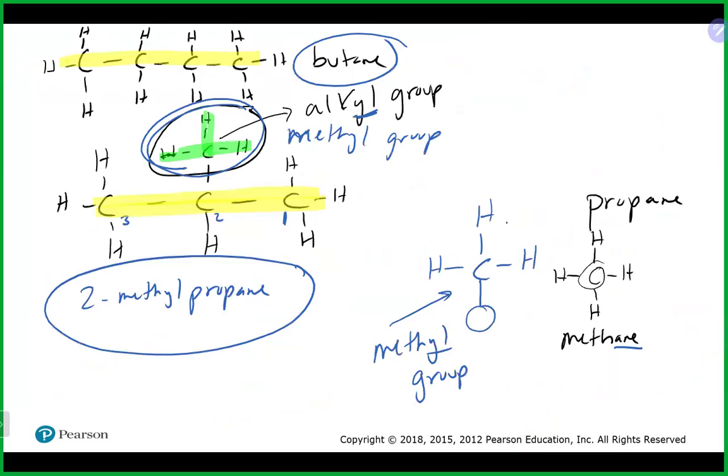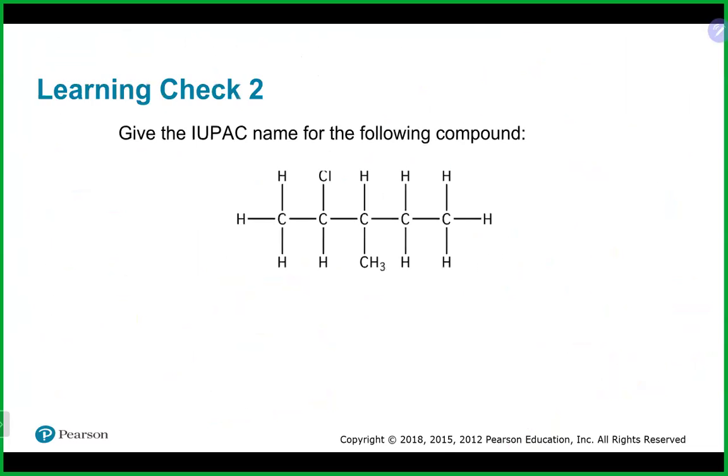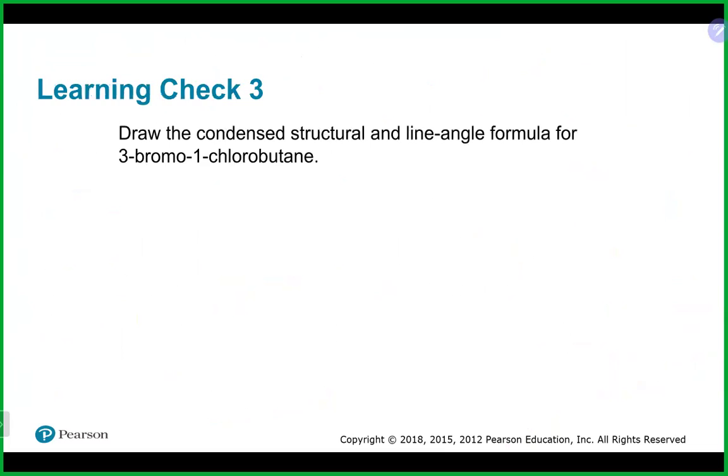All right, we did some of this, we did some chemistry here. So why don't you do this one? Why don't you draw 3-bromo-1-chlorobutane, condensed and line structure. See what you come up with there.